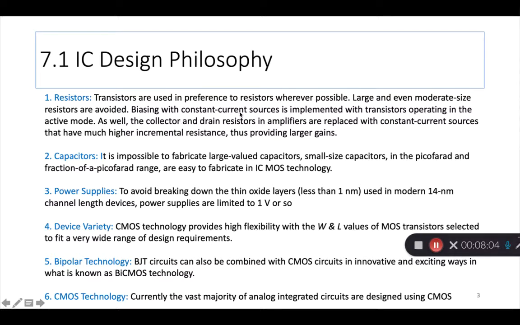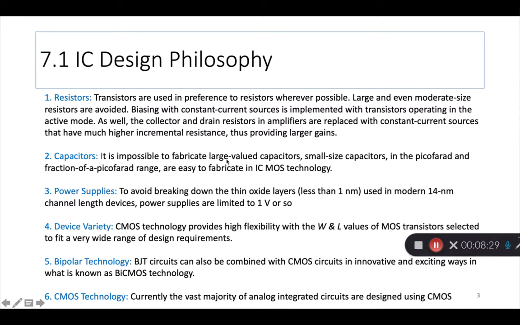Or biasing with constant current sources implemented with transistors operating in the active mode. So it's also possible to use constant current sources, or transistors in the active mode, that is active or saturation mode, to kind of mimic a resistor. Okay, so that's that. Next, capacitors.